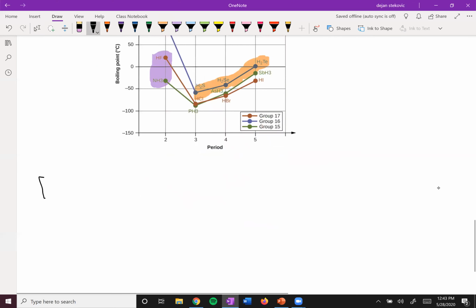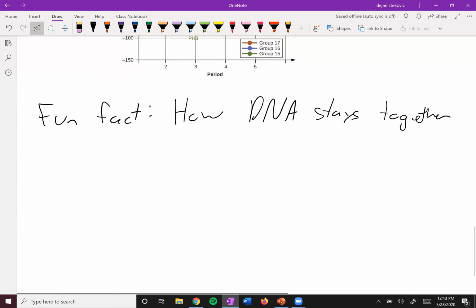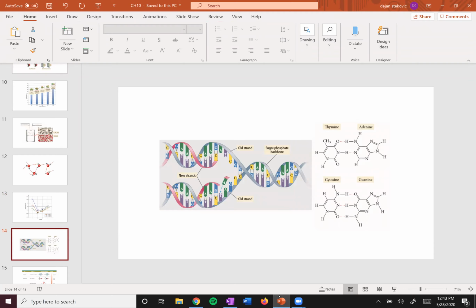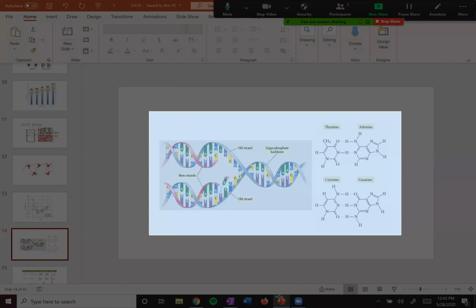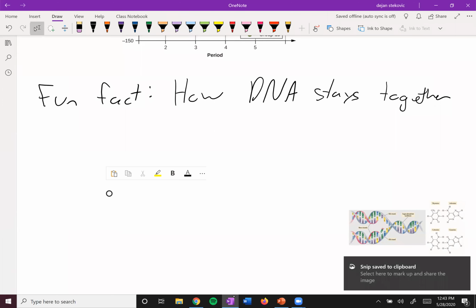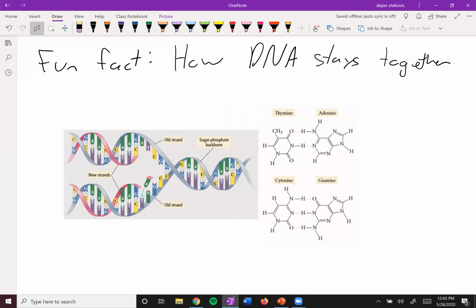Just a little fun fact for you here. Hydrogen bonding is how your DNA stays together. Maybe in biology, you learned that DNA is made out of two strands that are stuck together, right? But they can be torn apart to replicate and make some enzymes and whatnot. But how do they stick together? Why do they stick together? Why do they match the way they do? It's all due to hydrogen bonding.